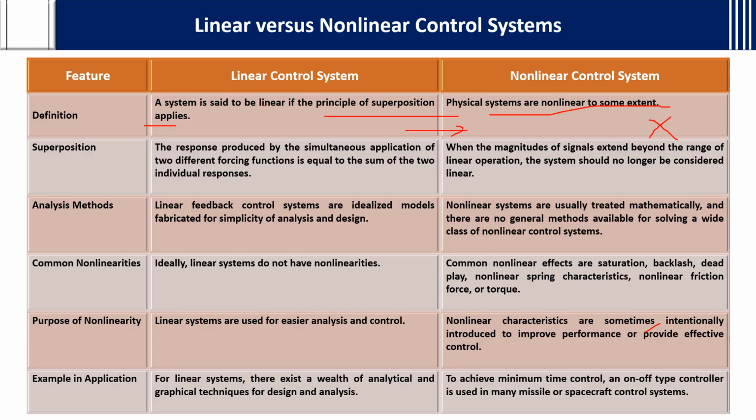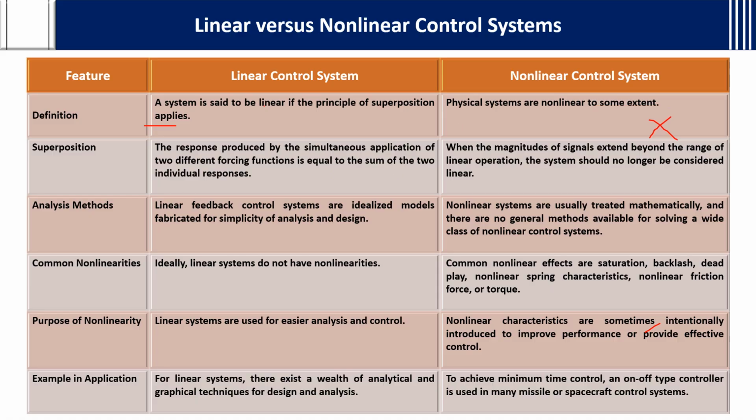Then superposition. The response produced by the simultaneous application of two different forcing functions is equal to the sum of the two individual responses. That is linear. If there are two different forcing functions, like 1 and 2, then the response to the two together is equal to the sum of the two individual responses, 1 plus 2. If you take the total as z, that equals the first function plus the second function. Adding them both gives the linear control system.